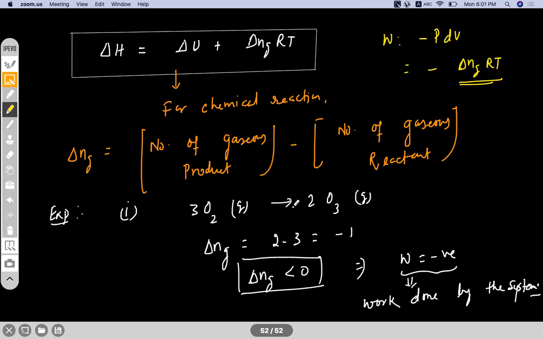Okay, one mistake I made. Delta N is negative, no? So negative, negative becomes positive. So work done is positive. Work done is positive means work done on the system. One correction: delta N is negative, so negative, negative, positive. So work done on the system.